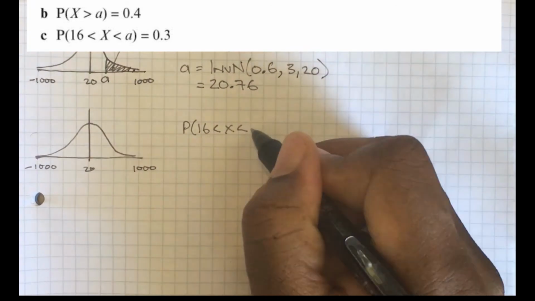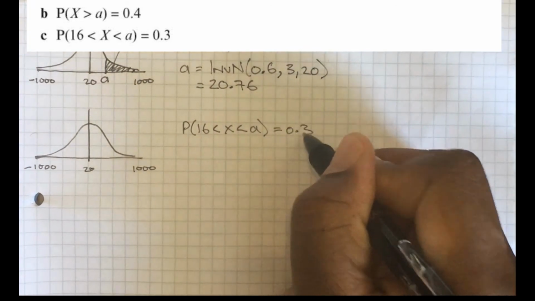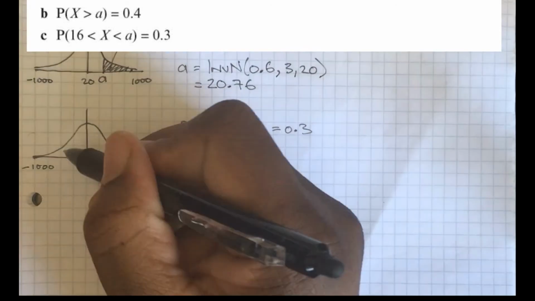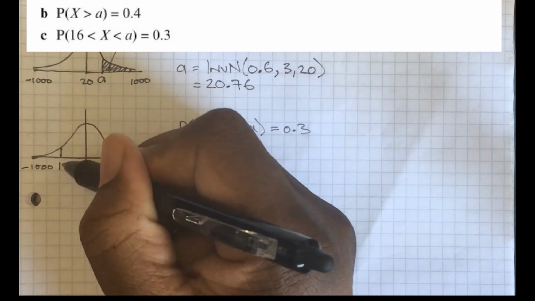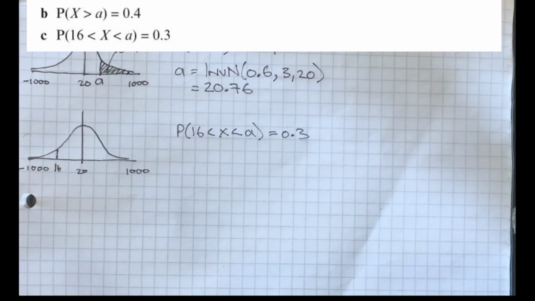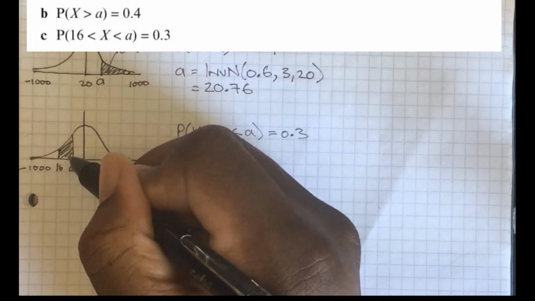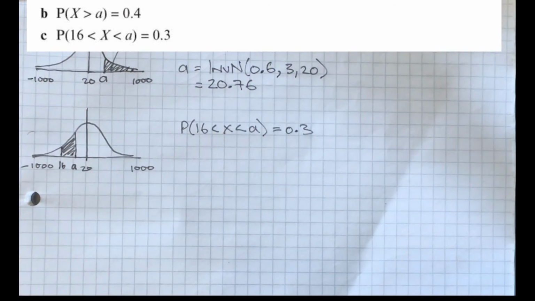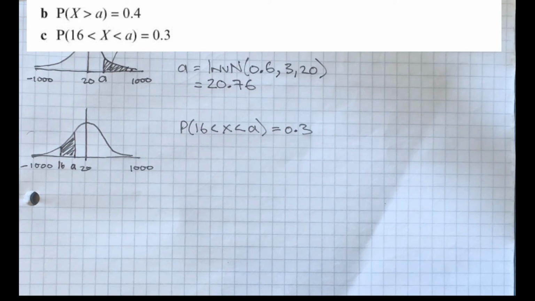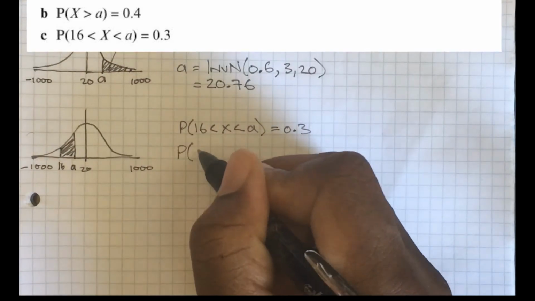Let's start by getting the diagram for this. 16 is going to be less than 20, and just from experience, I think I'm going to place A on the left-hand side as well. 30% is quite low. I'm not sure 16 to 20 would be as small as the 30%. Anyway, that's beside the point.